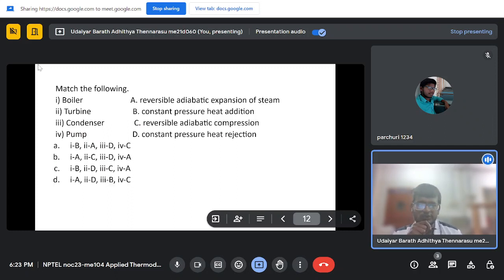So match the following case. You are given a boiler, turbine, condenser and pump. The options for the processes that are happening are: reversible adiabatic expansion, constant pressure heat addition, reversible adiabatic compression, and constant pressure heat rejection. So each component is operating with a different process. You have to list out and match those processes and the components.